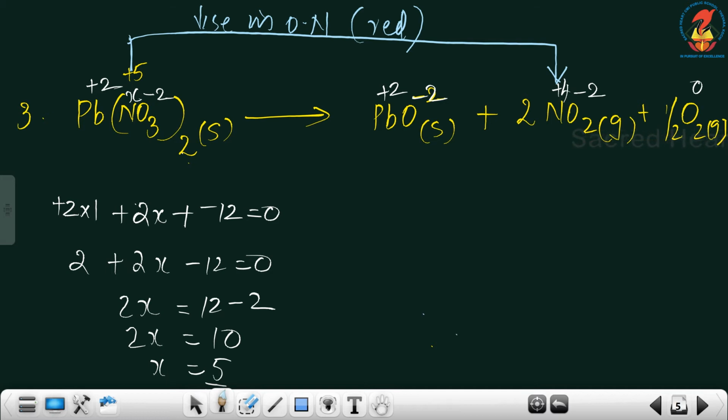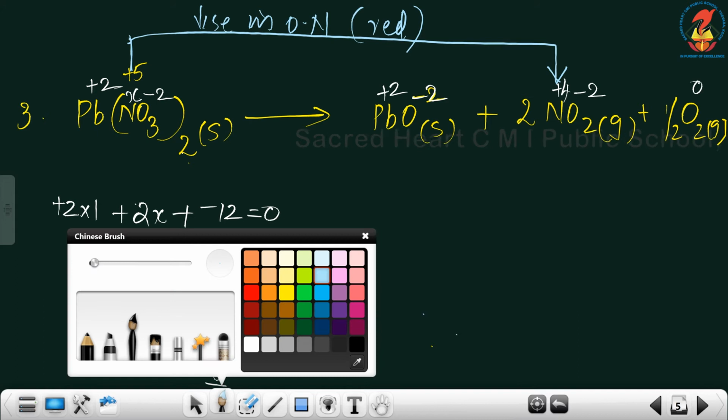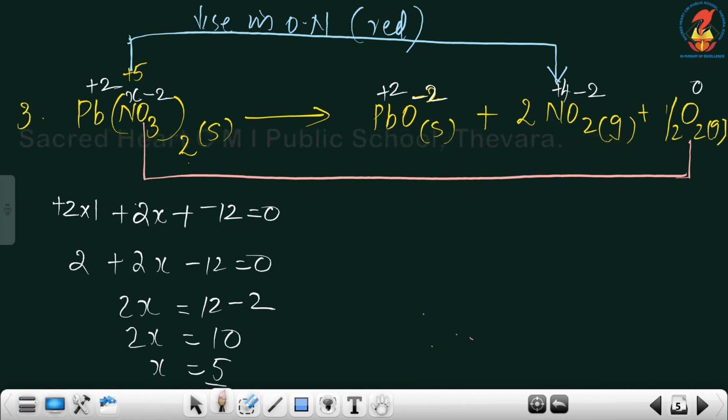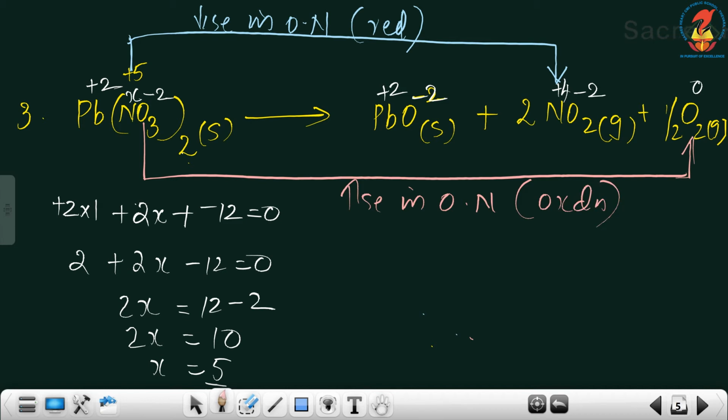Now see the case of oxygen. Here it is minus 2, here also minus 2, here also minus 2, but here we have oxygen in the 0 oxidation state. So here there is a change. Start from oxygen on the left hand side, and it should end exactly on the 0 oxidation state oxygen. So there is a change in oxidation number from minus 2 to 0. Minus 2 to 0 means there is an increase in oxidation number, representing oxidation.